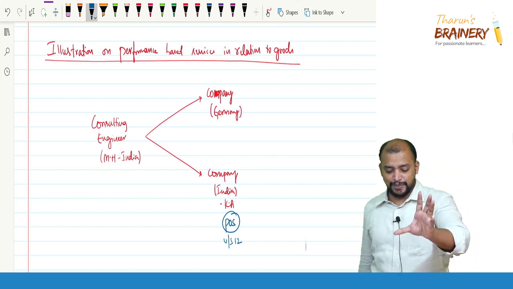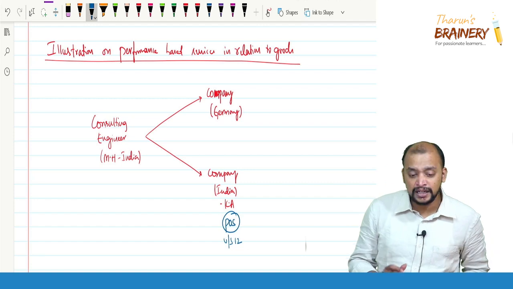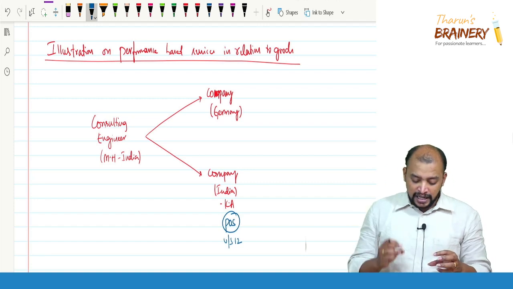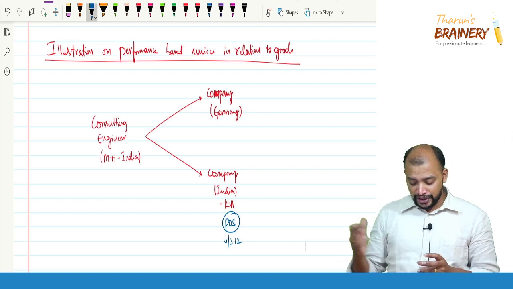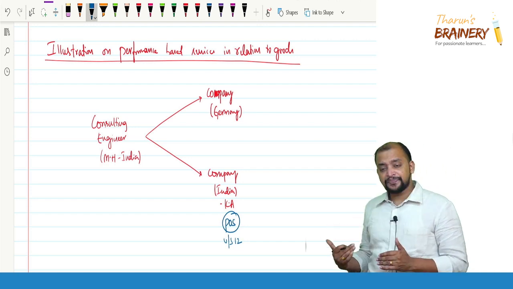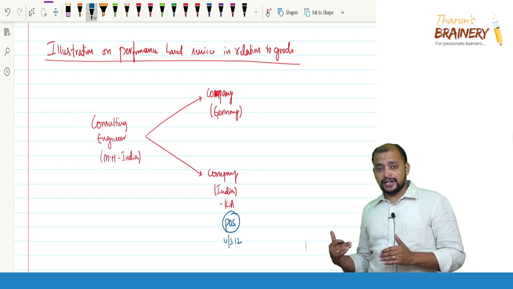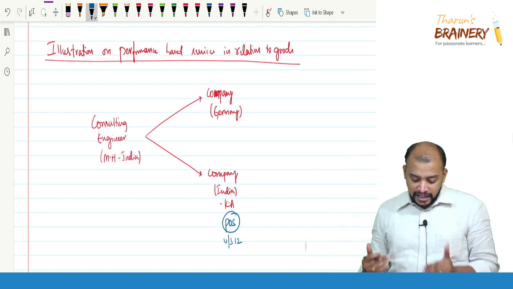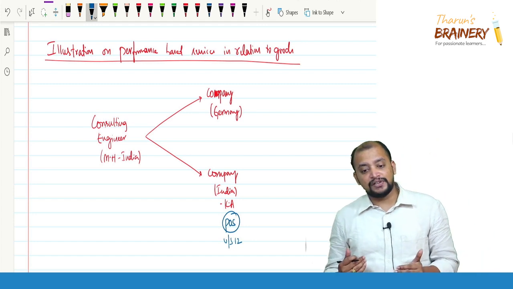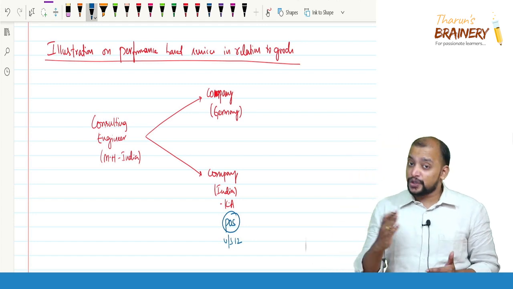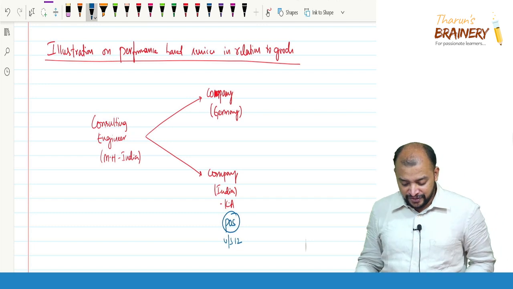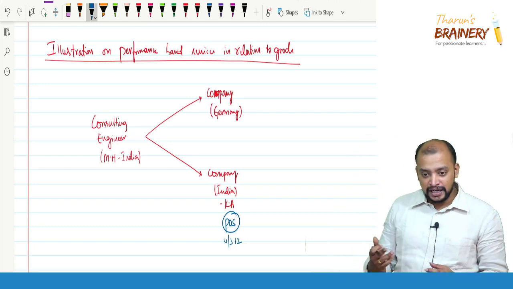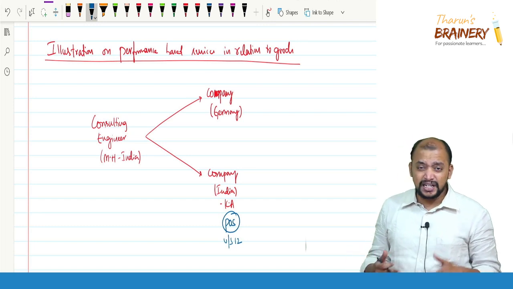Understood or not this part? Again I am repeating. There is a consulting engineer who is located in Maharashtra, India. He provides services to a company in Germany and a company in India, and the company in India is in Karnataka. In case of the second one, that is both are in India, the place of supply will be taken as per section 12. So the location of recipient will be taken as the place of supply. If the recipient is outside India, then it differs.